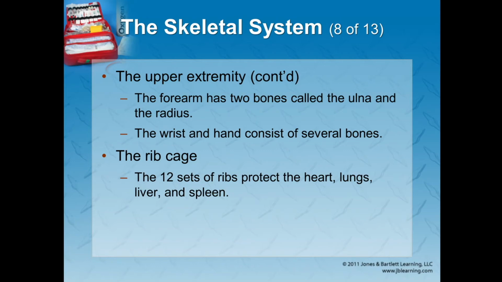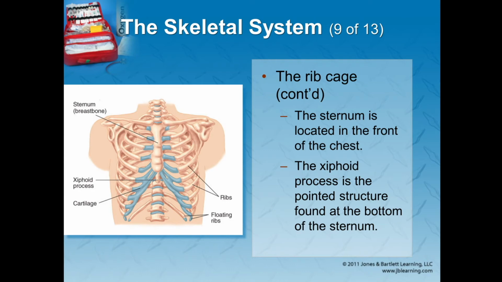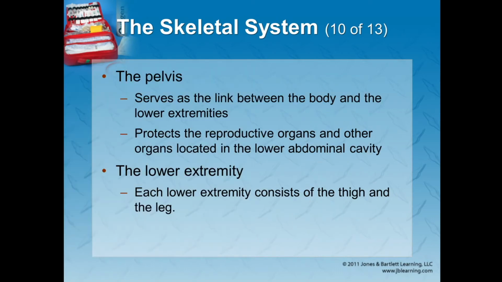Your rib cage has 12 sets of ribs that protect the heart, lungs, liver, and spleen. And you can see in the diagram here the 12 ribs. You see in blue some cartilage, and then you have the xiphoid process and the sternum. The pelvis serves as the link between the body and the lower extremities. It protects the reproductive organs and any other organs located in the lower abdominal cavity.